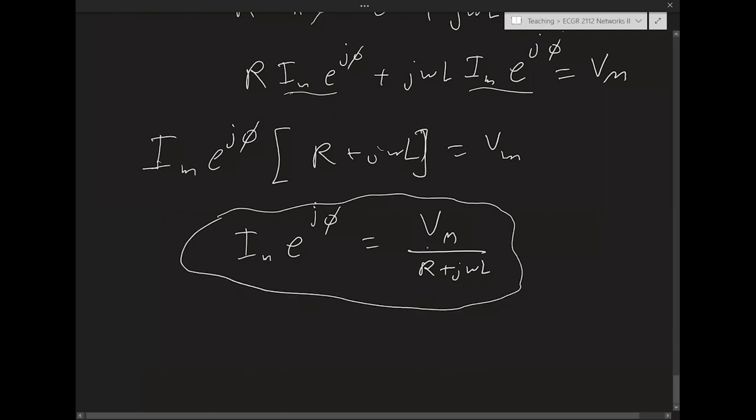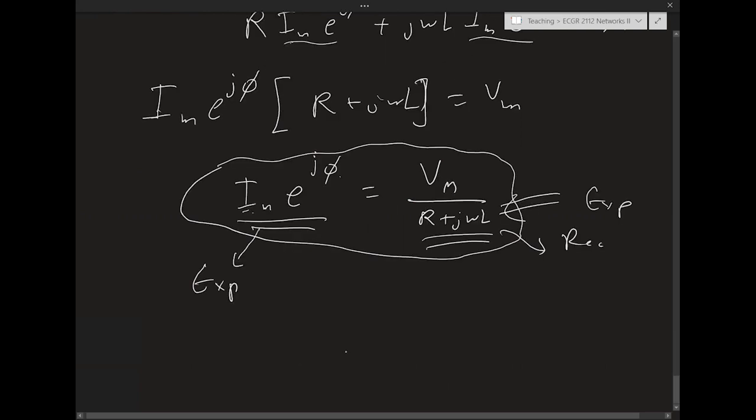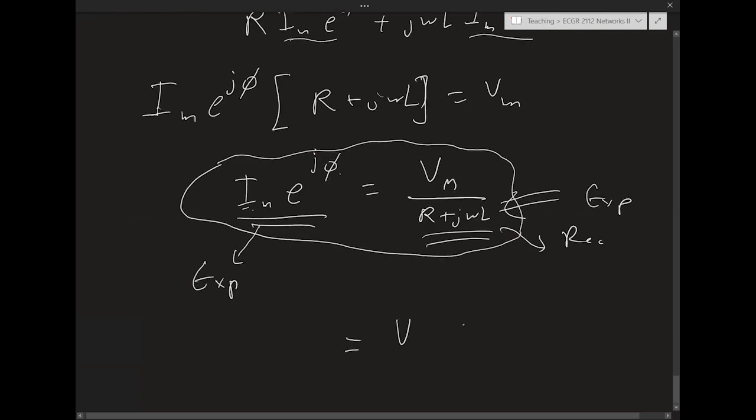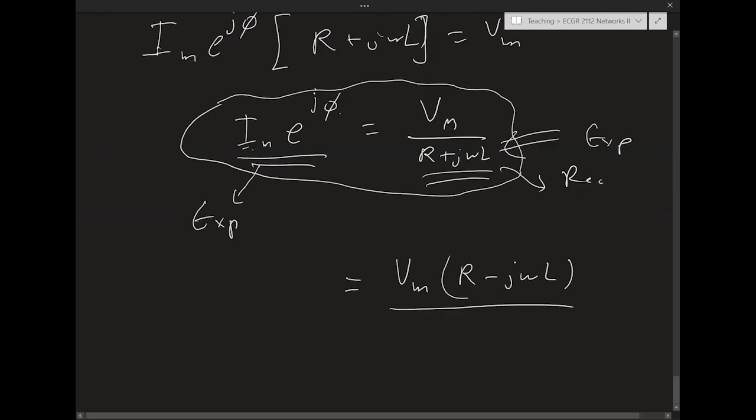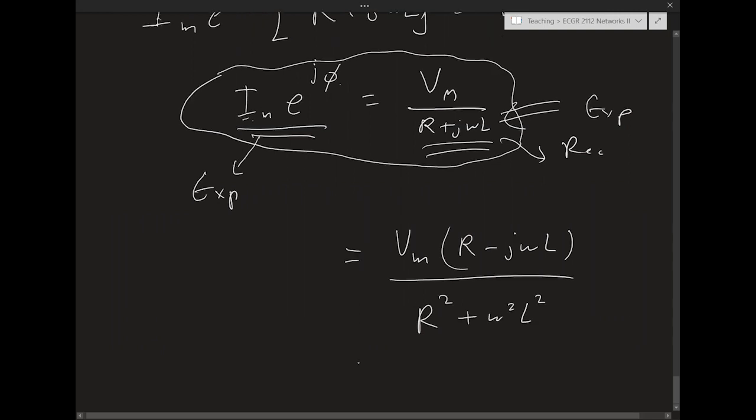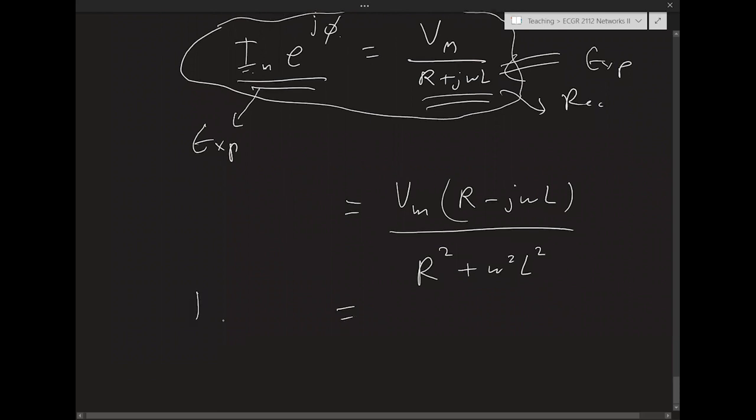This is a complex number equal to another complex number. One is in exponential form, the other is in rectangular form. I want to compare them and find Im and φ. All I need to do is convert this back into exponential form. So how do I do that? Let's say Vm, and I multiply by (R − jωL) over (R − jωL), times (R + jωL). That gives me R² + ω²L². This is still Im e^{jφ}.